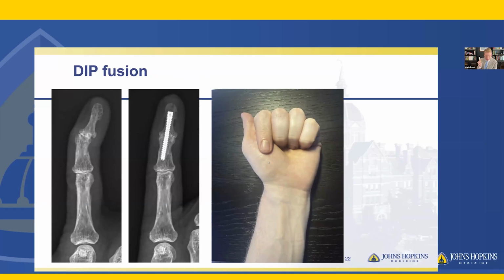This is what a fusion looks like, at the end of the finger, what we call the DIP joint. Fusion actually works pretty well, and it very reliably takes care of pain. And it's not associated with as many problems with function as fusing what we call the PIP joint, so then the next knuckle down.